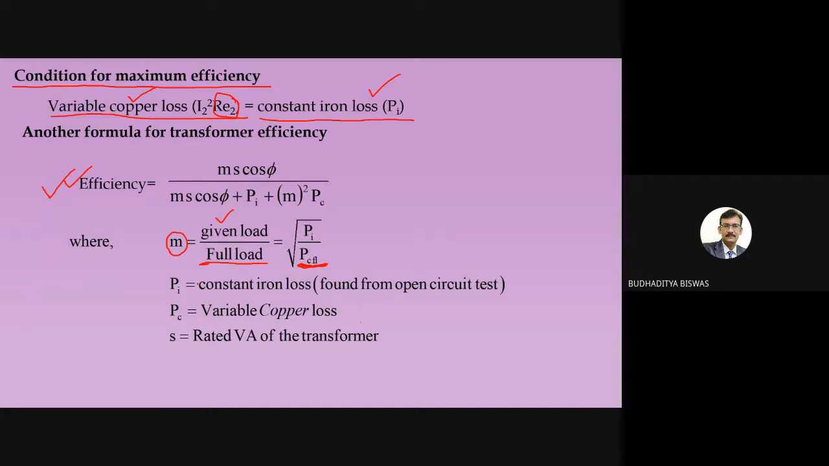Pi is constant, this iron loss is found from the open circuit test, and this is the variable copper loss. Pc full load you can find from the short circuit test. And S is the rated VA of the transformer. Every transformer is rated in volt ampere, and S can be found from the nameplate of the transformer.